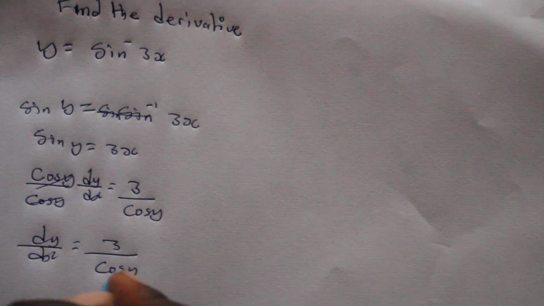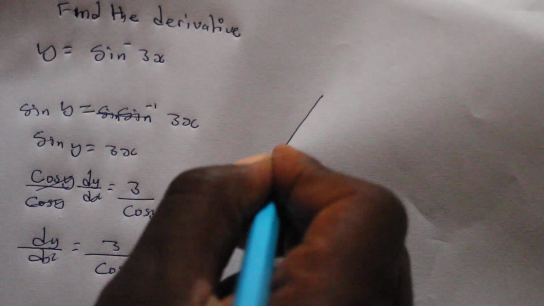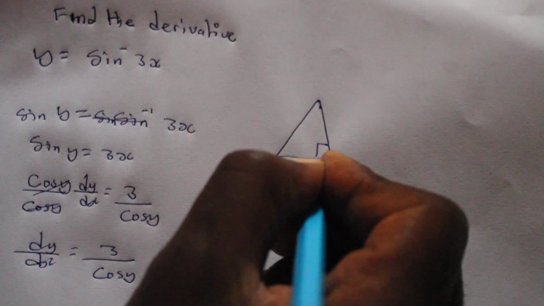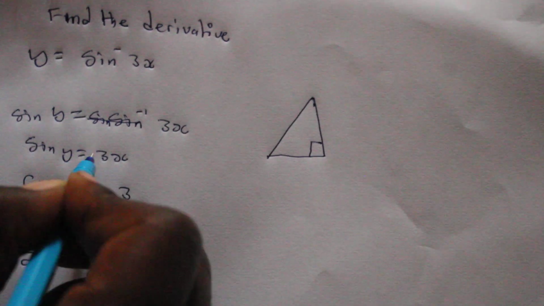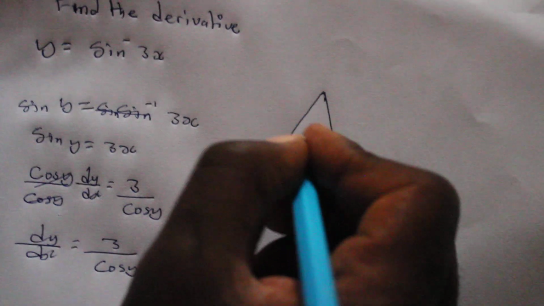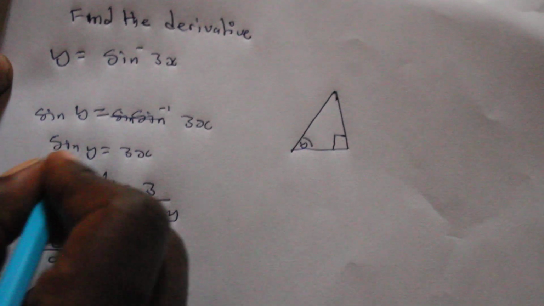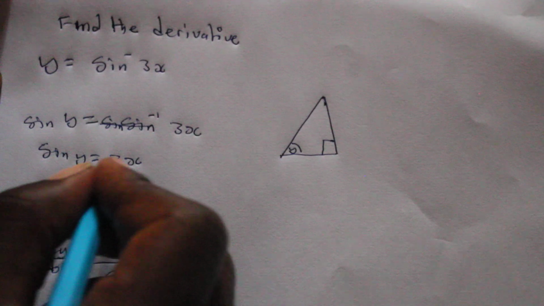Now remember that in my original function, I don't have y here. So how can I remove y? If you make a triangle here, remember that this is an angle, which is y, but remember that sine y is equal to 3x.